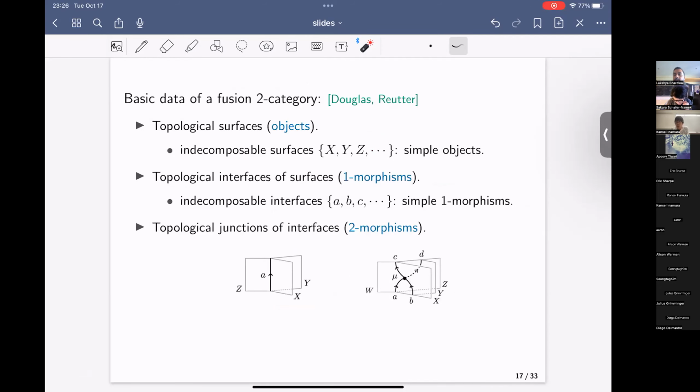Do these anyon models that you previously described see the orientation of space-time? I assume the space-time is oriented. Okay, thank you.